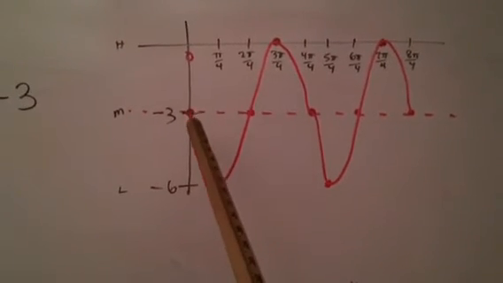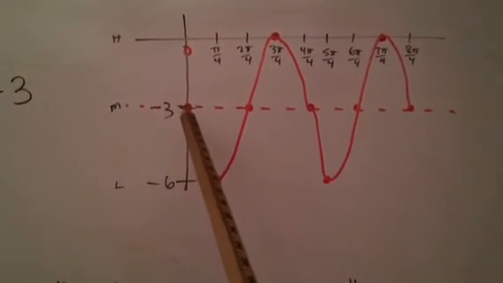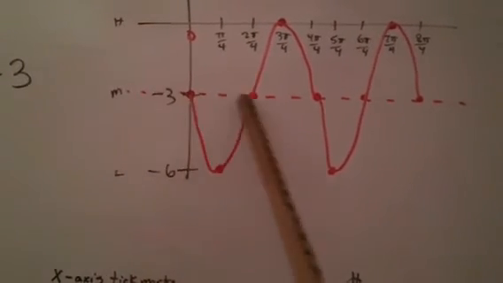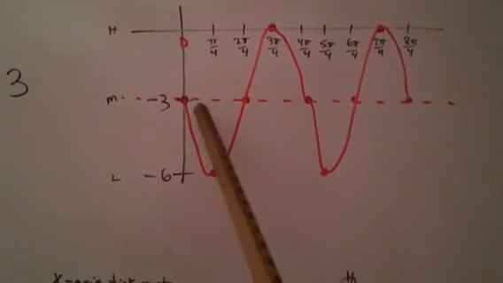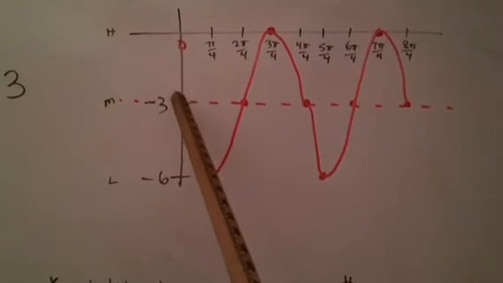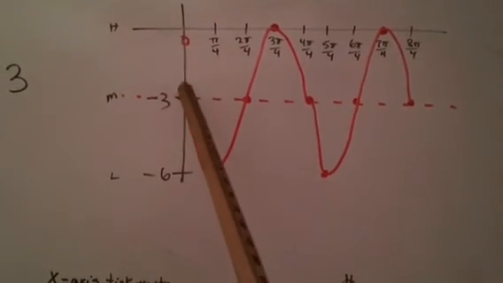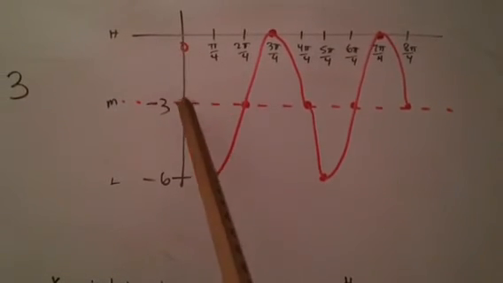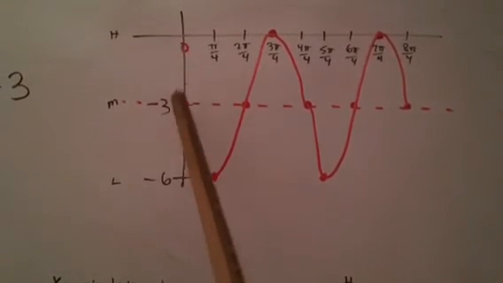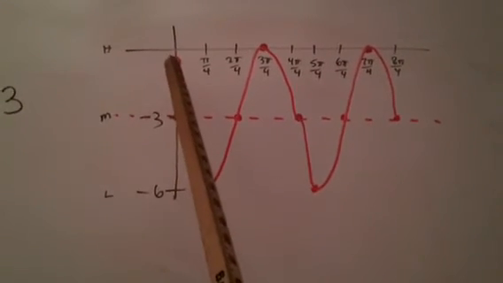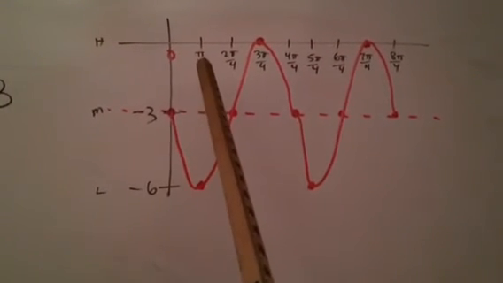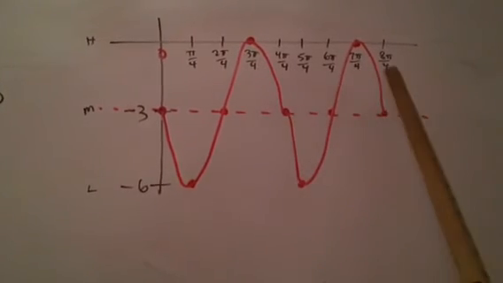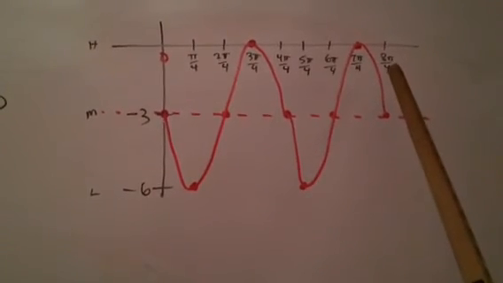On the y-axis, since I'm going to have a vertical shift of -3, this is now my middle line here at -3. And my amplitude is 3, so I'm going to go up 3 and I'm going to go down 3 from -3. So my graph is going to fluctuate between 0 and -6. On my x-axis, I'm counting by pi over 4, so 1 pi over 4, 2 pi over 4, 3 pi over 4, all the way to 8 pi over 4, making 8 marks.